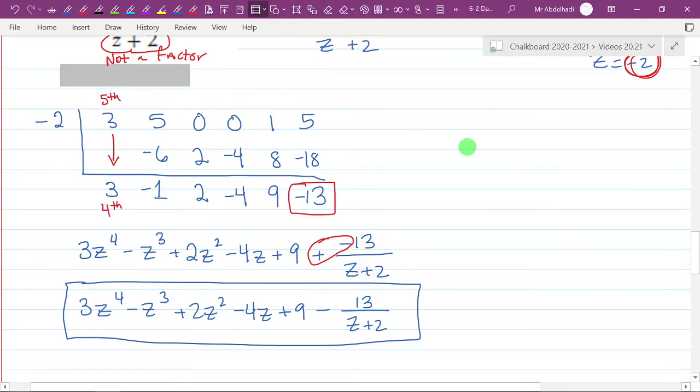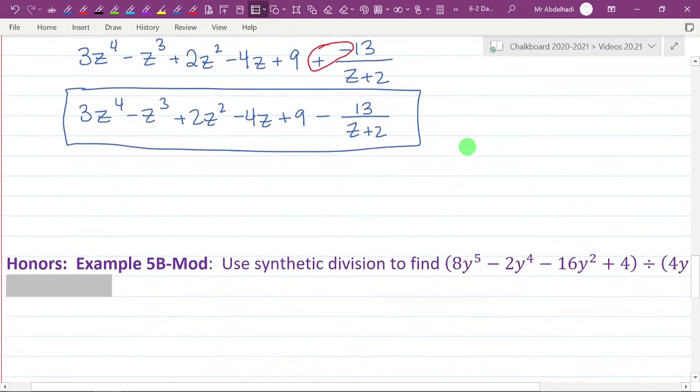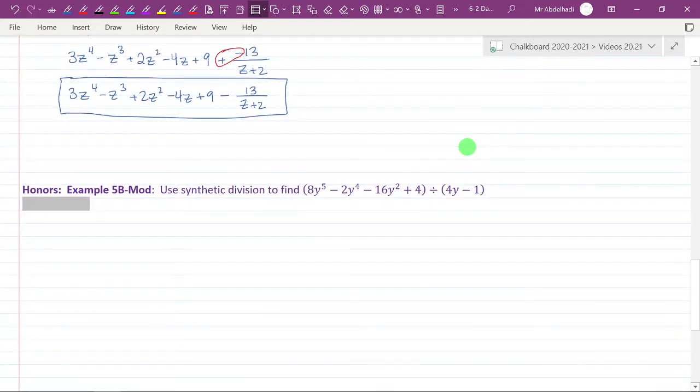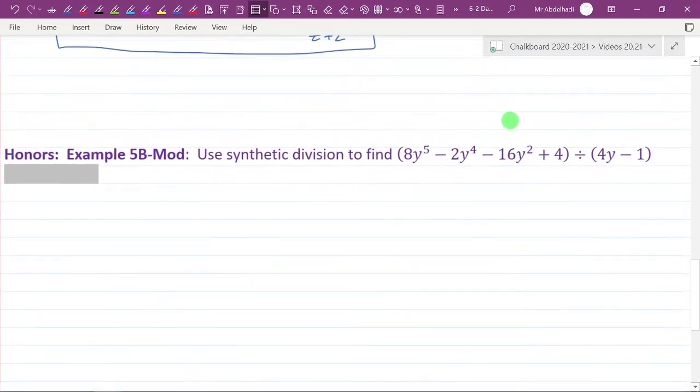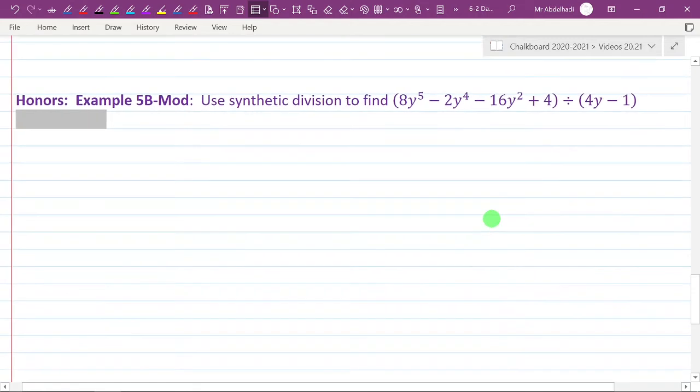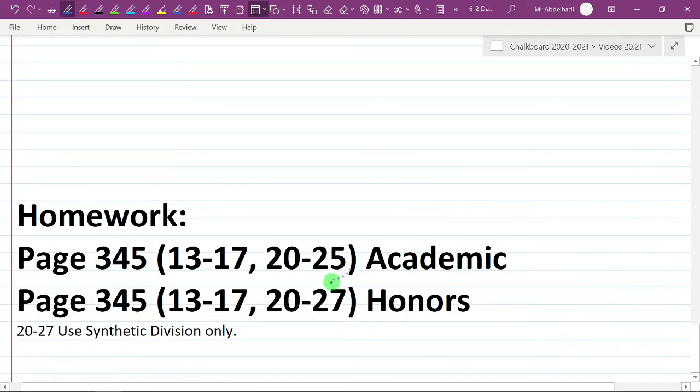All right. Last one. Now this last one here is for the honors class. So if you're in the academic, you're done for the honor, or you can stick around and check this out. For the last question, I don't have the right setup for synthetic division. I have a 4 here, which I'm not supposed to have. So here's a way to get around that. And in the honors class, you'll notice in the homework here, you have 2 extra questions, 26 and 27, that are going to be just like that.